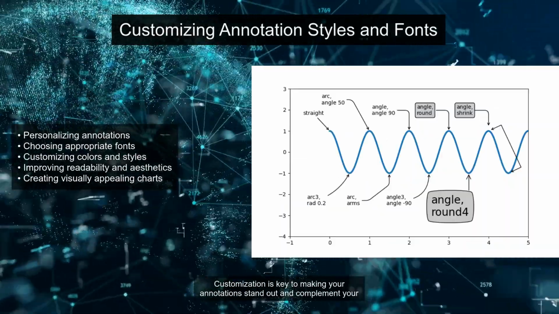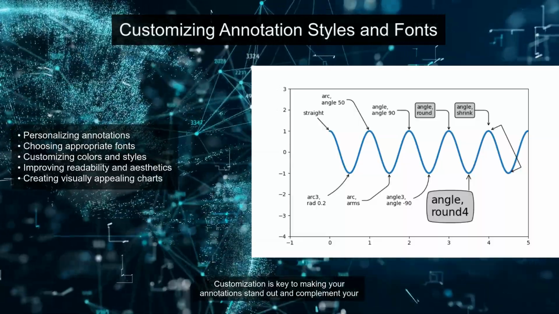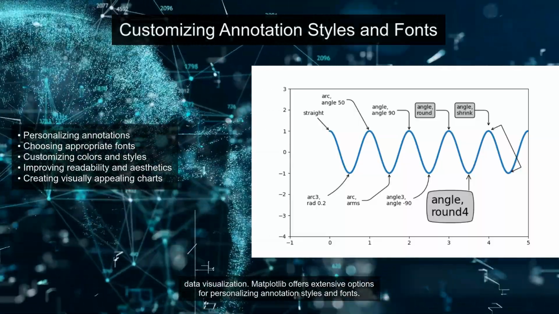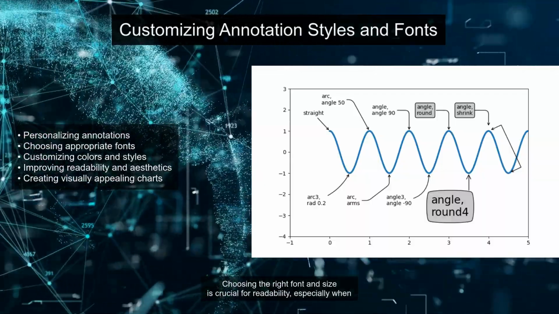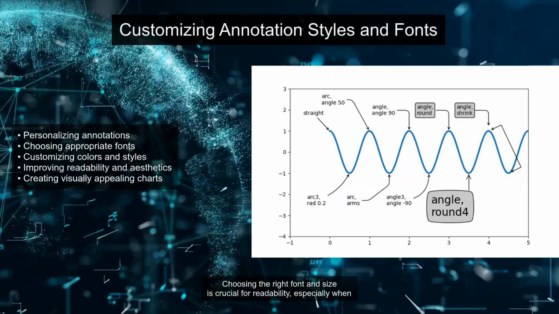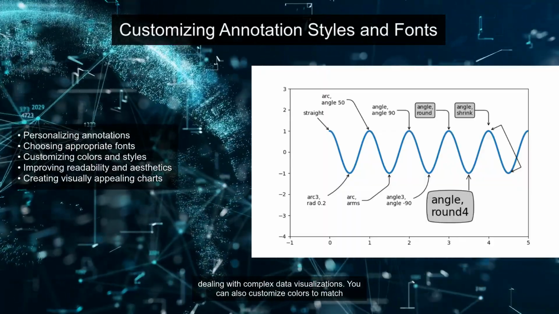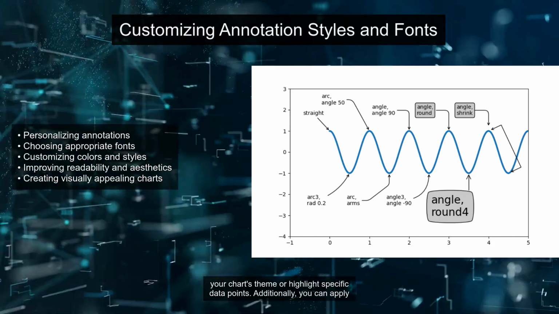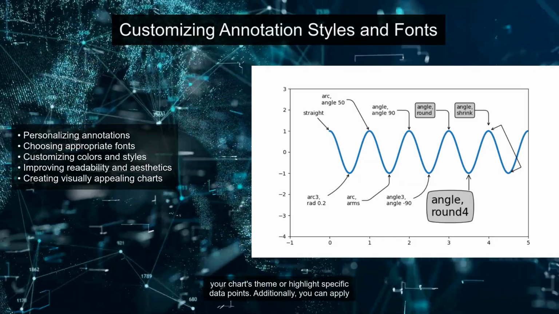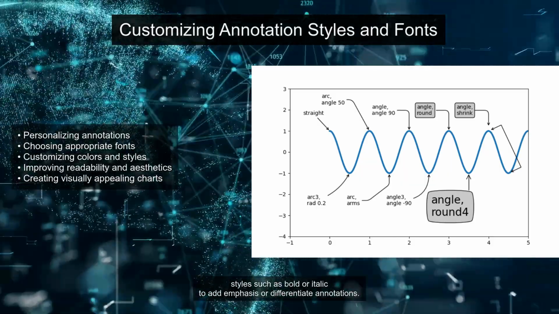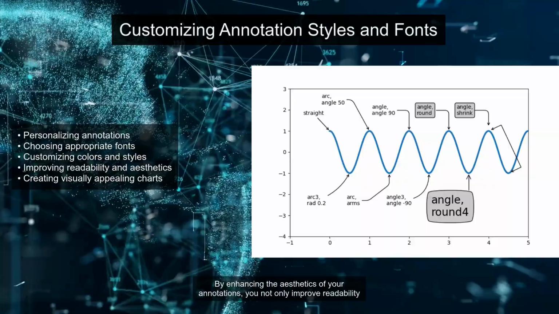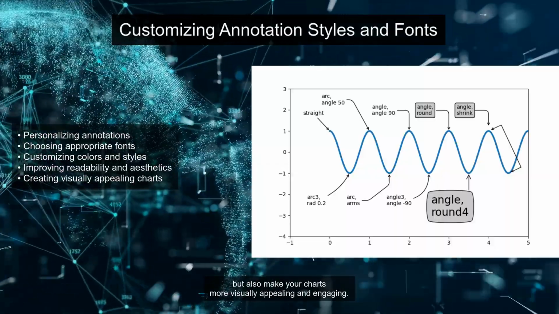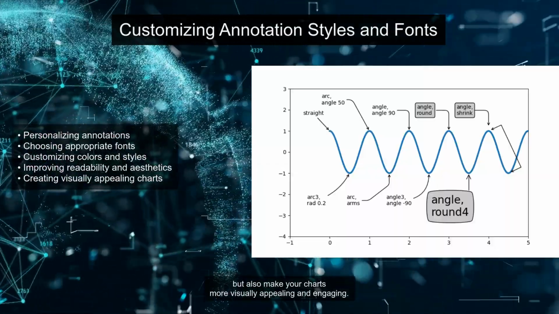Customization is key to making your annotations stand out and complement your data visualization. Matplotlib offers extensive options for personalizing annotation styles and fonts. Choosing the right font and size is crucial for readability, especially when dealing with complex data visualizations. You can also customize colors to match your chart's theme or highlight specific data points. Additionally, you can apply styles such as bold or italic to add emphasis or differentiate annotations. By enhancing the aesthetics of your annotations, you not only improve readability but also make your charts more visually appealing and engaging.